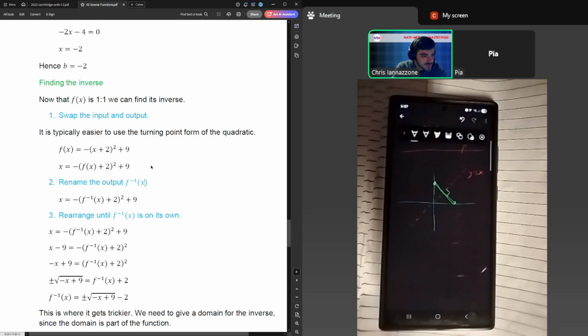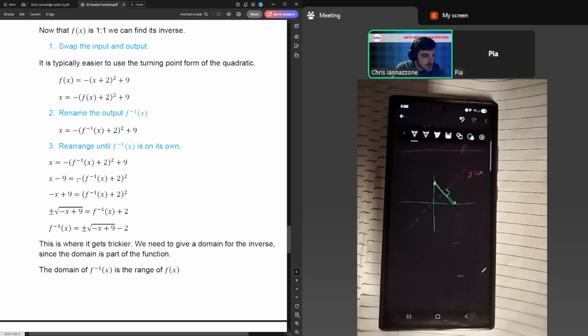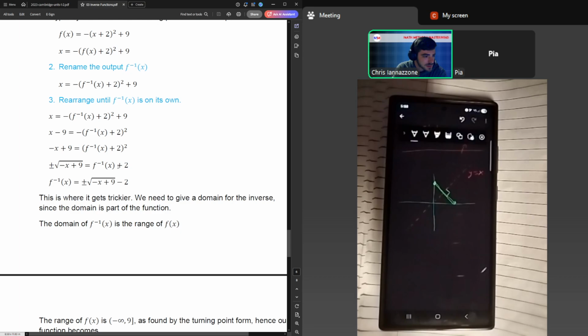And so yeah, I've gone ahead and rewritten the notation ahead of time to make it f inverse, but you can just start by swapping x and y and then rewrite it at the end. That's totally fine. And then nothing too crazy from here. So you subtract 9 to both sides, you multiply by -1, you square root both sides, and you subtract 2 from both sides. Tricky part, we get a plus minus that's associated with the root.